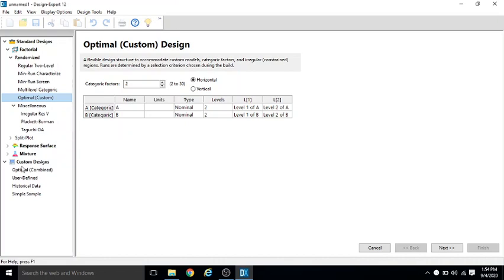So in a nutshell, there are various options, and before using this particular software, you have to read about all these factorial designs, and you have to come to a conclusion which particular method is more suitable for doing the optimization or screening of factors which you want to do.